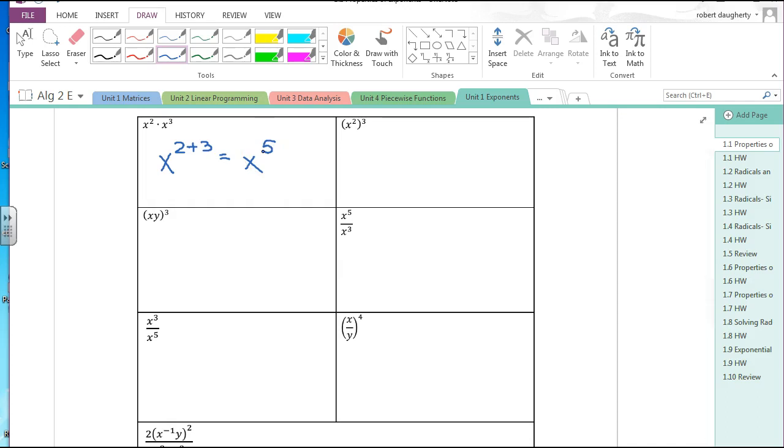X squared to the 3rd power. What do I do with these exponents? Multiply them. This is x to the 2 times 3, which is what? That's x to the 6th power.